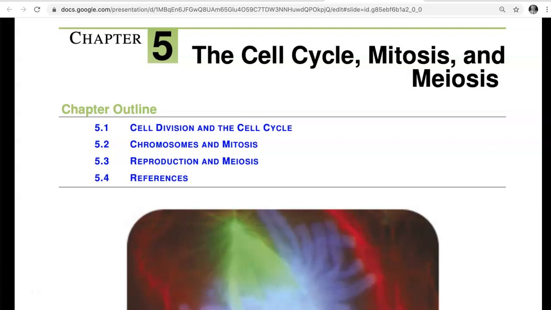As we learned earlier, human cells and all cells are very, very small. But think of it, you started out as one cell, and now you're composed of hundreds of trillions of cells. These cells are very small, but they must be dividing all the time. And that's what Chapter 5 is about, cell division and the cell cycle.